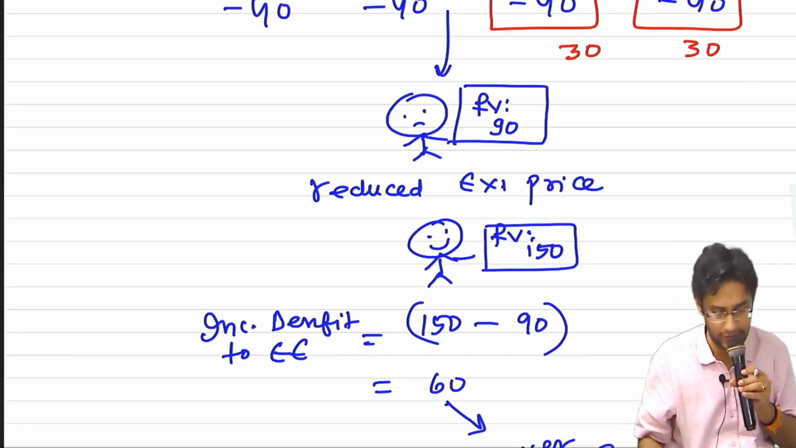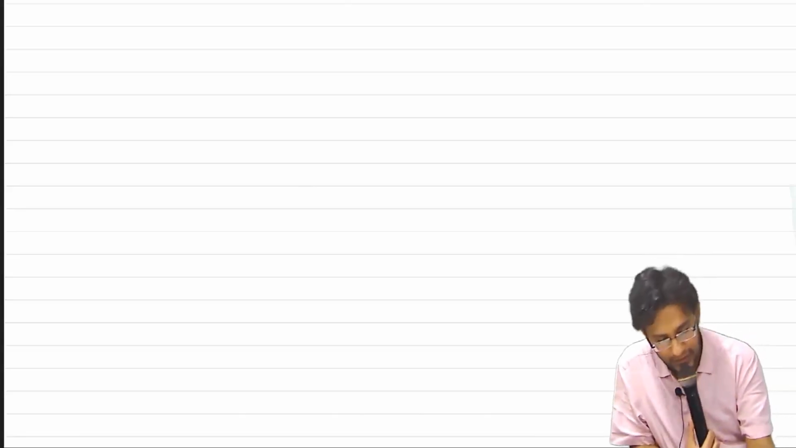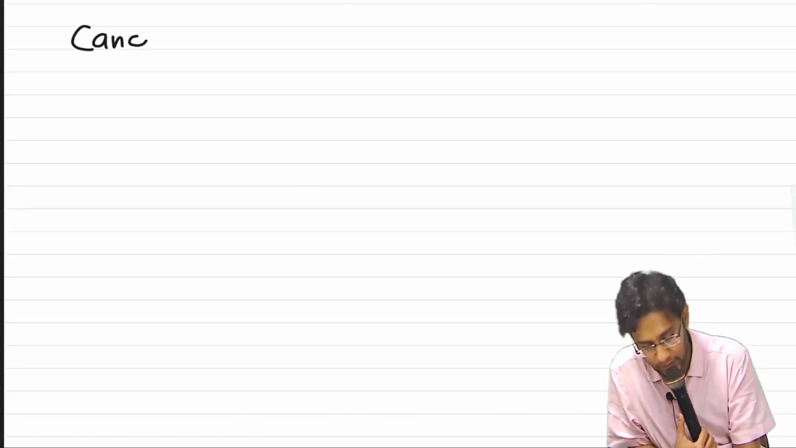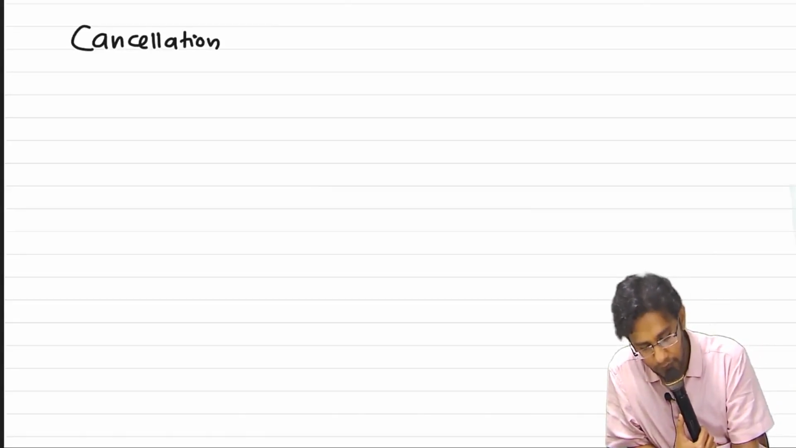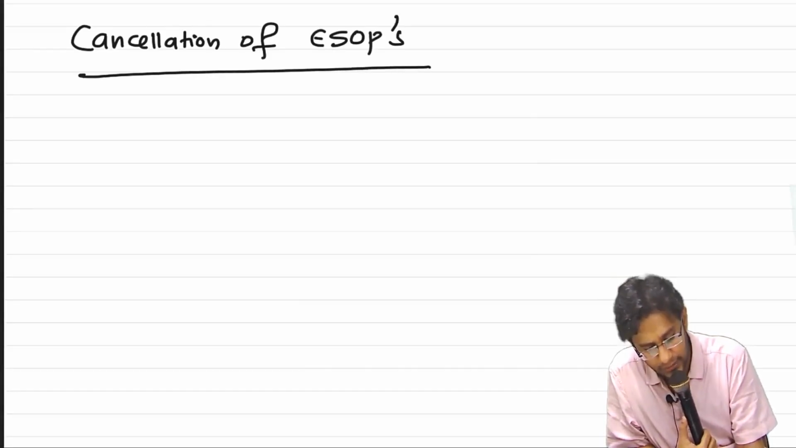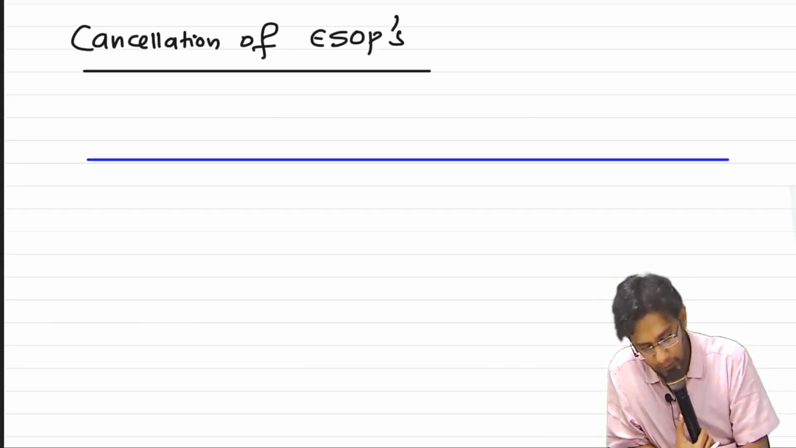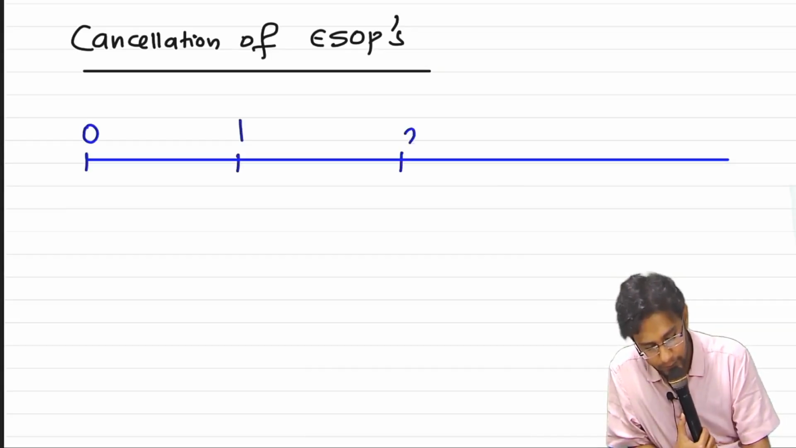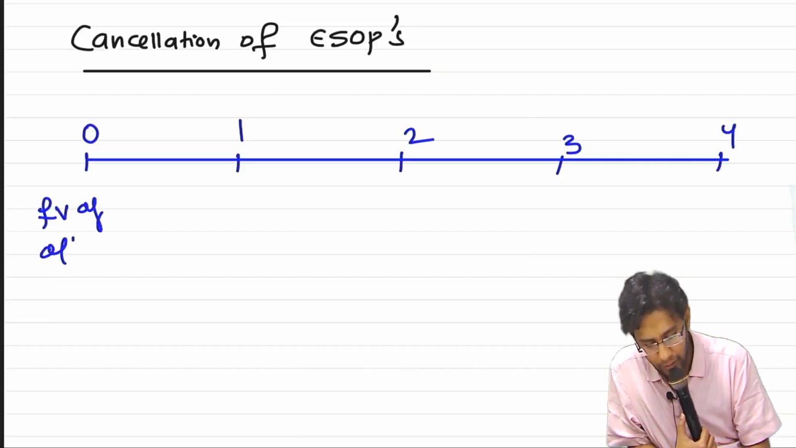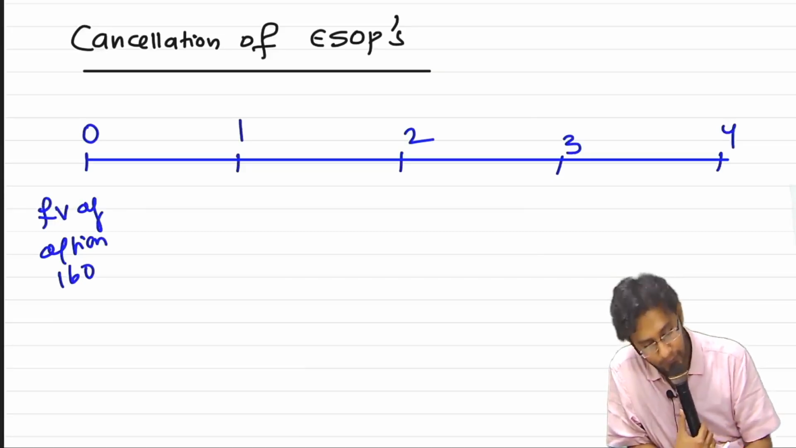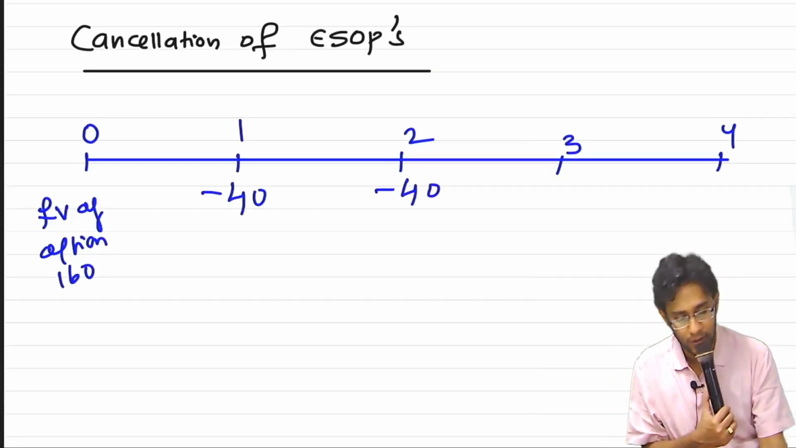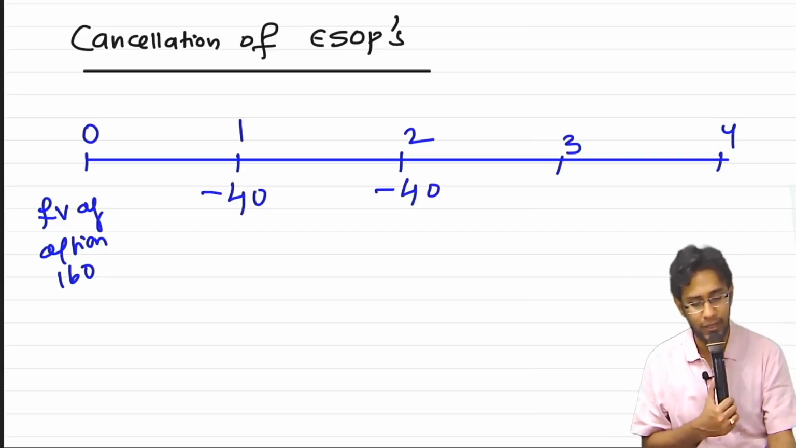This is modification. Finally, the last model in ESOPs is cancellation. Very easy, and it hasn't been tested for quite some time, but it is important. Fair value of option is 160. First year I booked 40 expense. Second year I booked 40 expense. Third year and fourth year I will also book, but I did not book it yet.